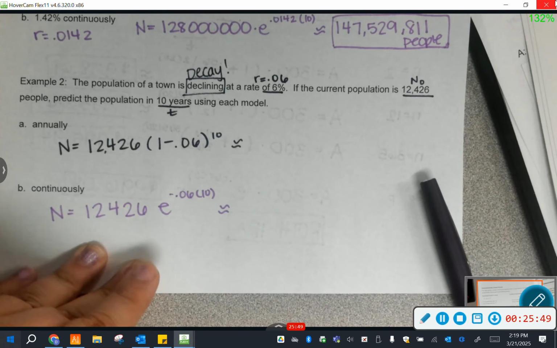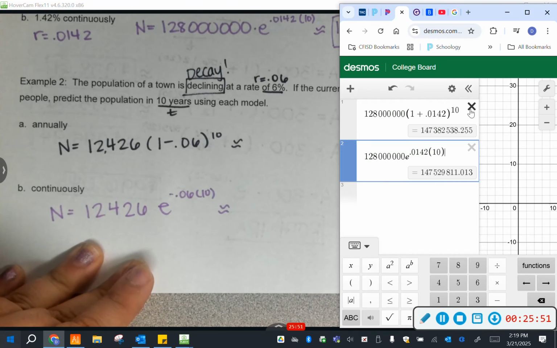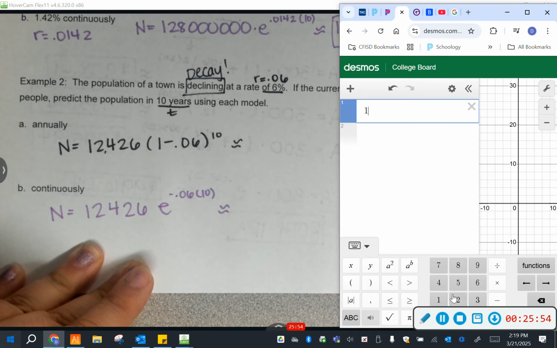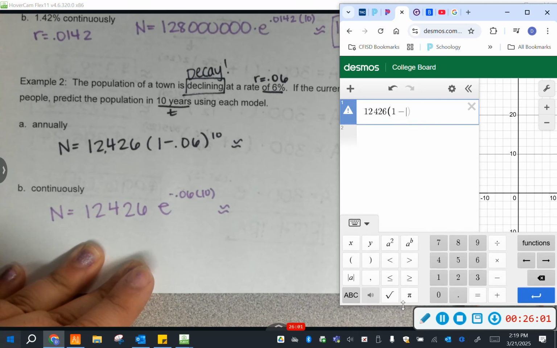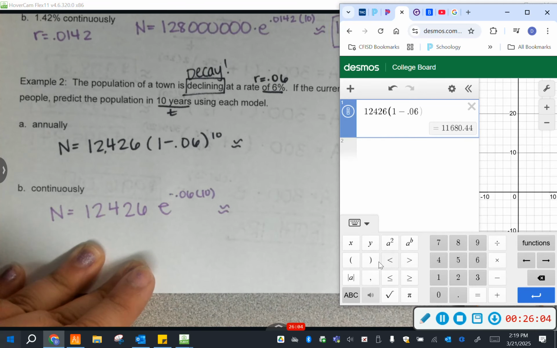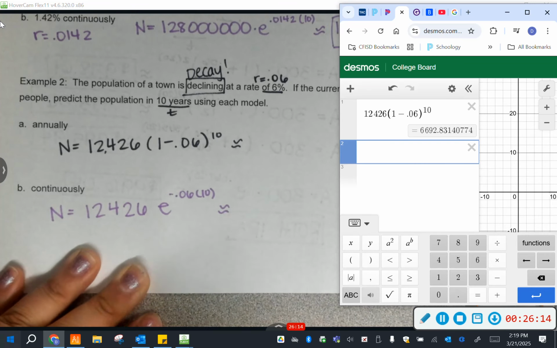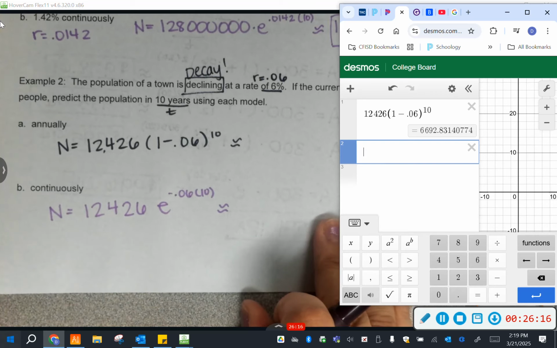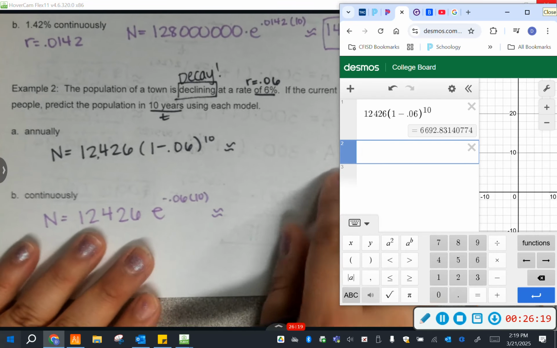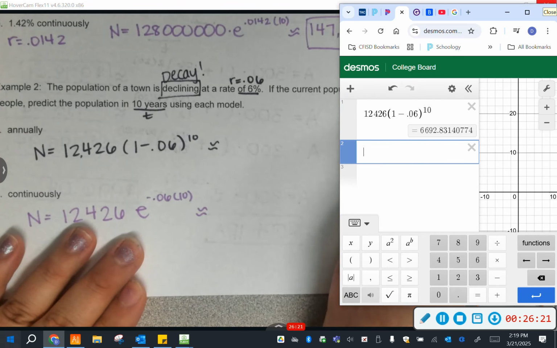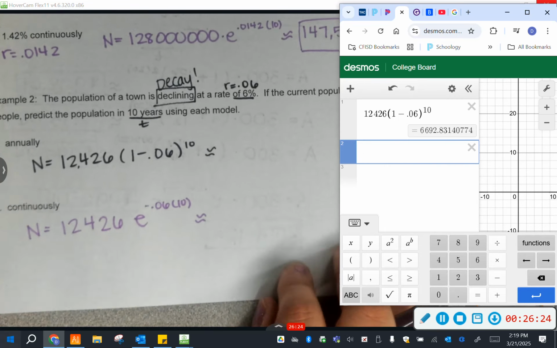And then I'm going to put these in Desmos real quick for you. Is that right? Okay, so if you're going to round up right here. Yep. Because we're talking about people, so we don't want decimals when we're talking about people, right?